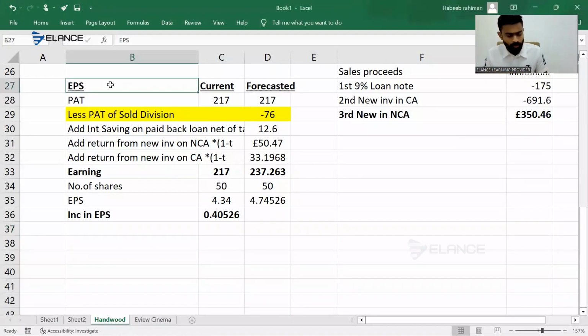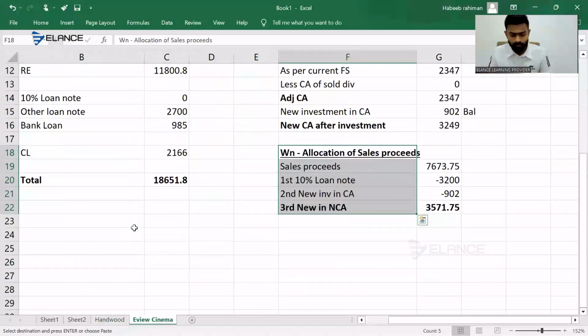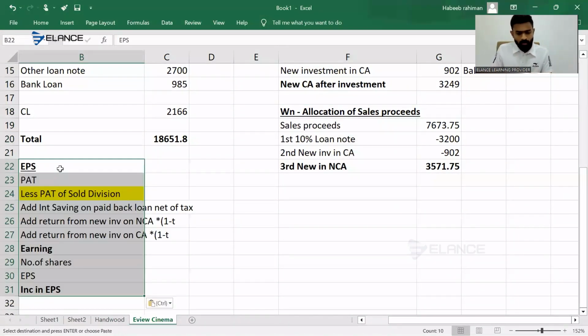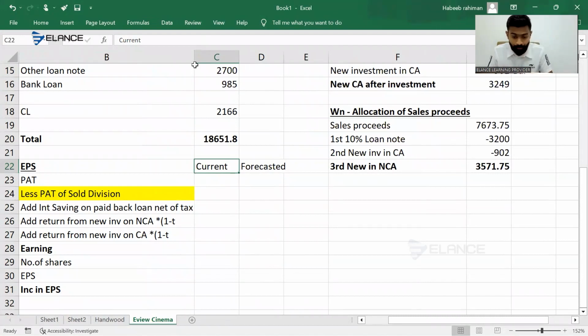I'm just going to solve quickly for this same EVU Cinemas question, for the current and forecasted. Okay, current and forecasted. Super.